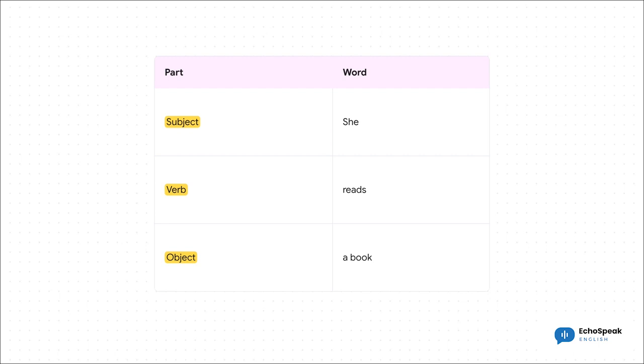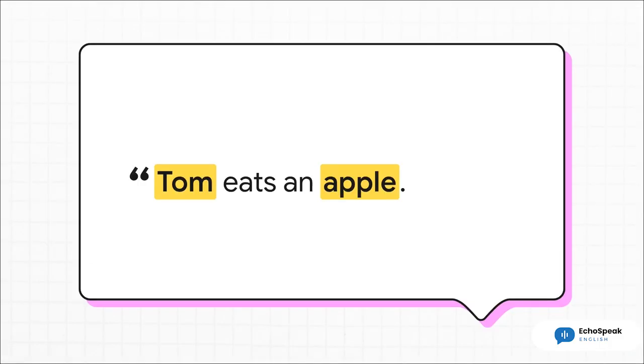Now, why don't you try saying it with us at home? She reads a book. Perfect. Okay, here's a new one. Tom eats an apple. This is another really good example. We're showing you this one because it follows the most common, most useful sentence pattern you'll find in English.